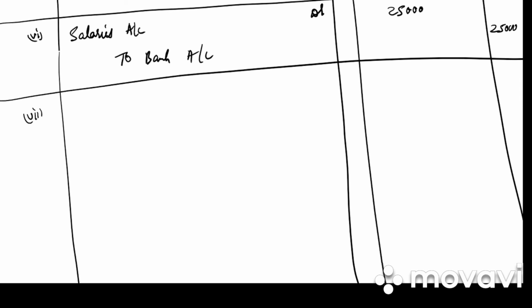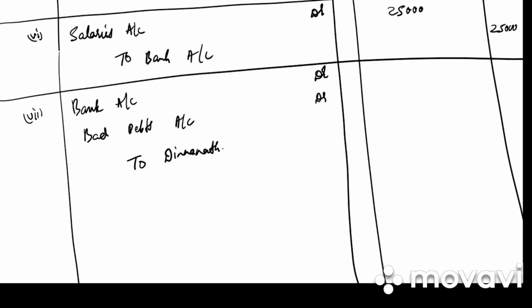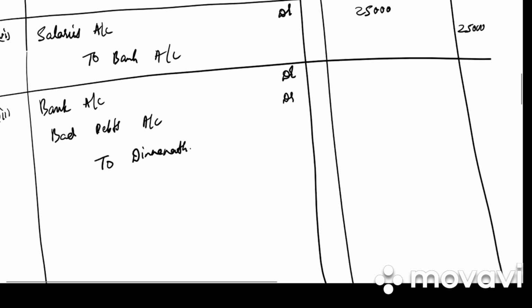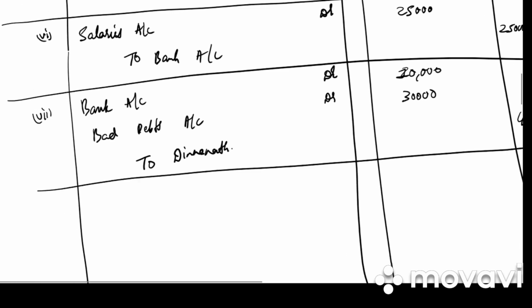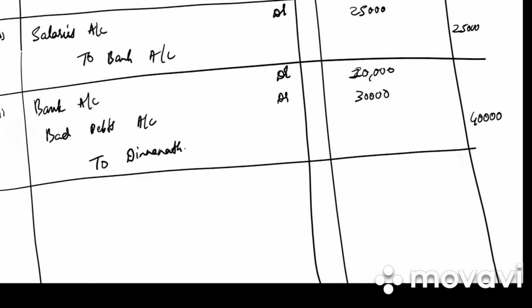Next we have Dinanath, a debtor of 40,000, became bankrupt and 25% is received from the estate by check. So he had become bankrupt. So bank account debited, bad debts account debited to Dinanath. So he had to pay us how much? 40,000. And how much did he actually pay us? Only 25%. That is 10,000. So what is the bad debts? 30,000. Write down the narration. Amount received and bad debts written off.